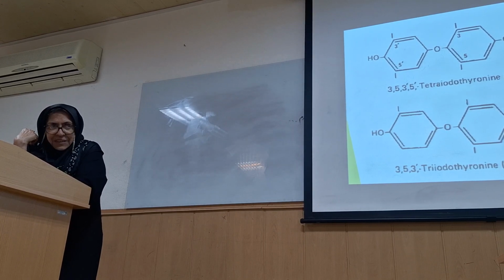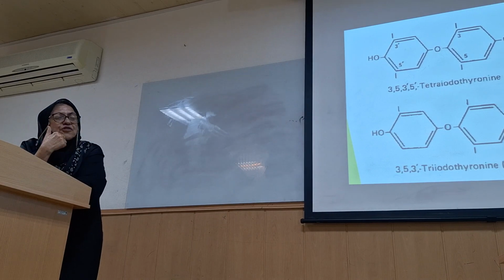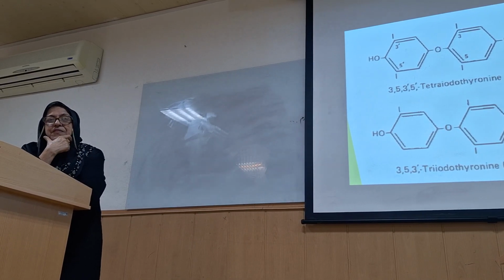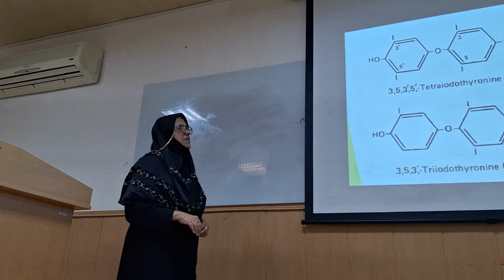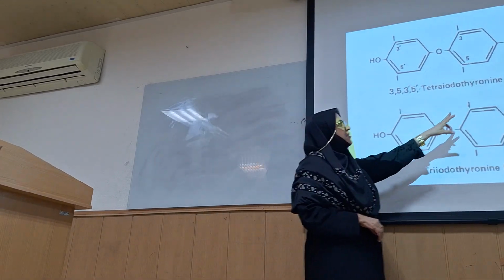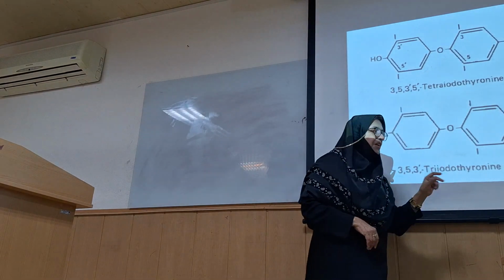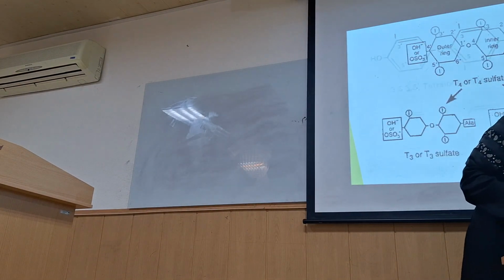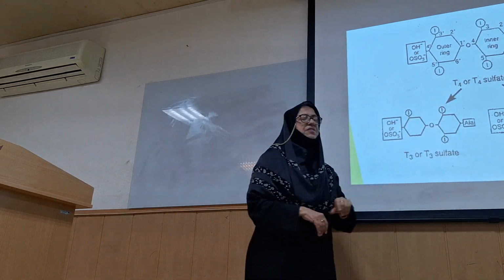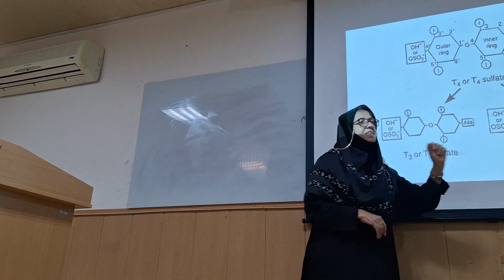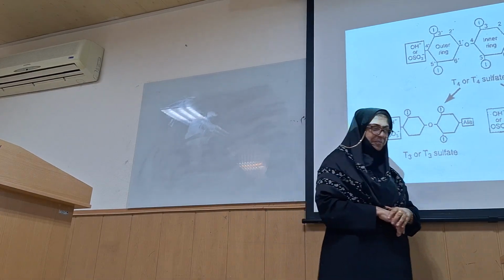Medulla section. Okay? This slide shows the origin of thyroid hormones. Thyroid hormones are thyroxine or T4, triiodothyronine or T3, and reverse T3.